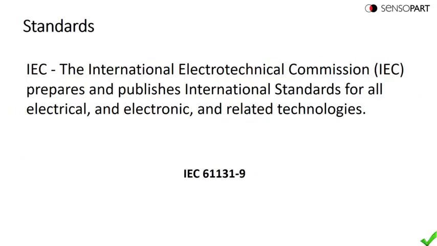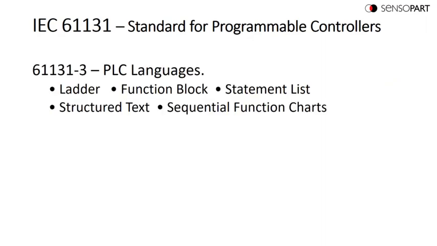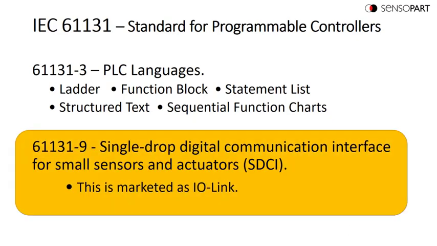This is an IEC standard. The IEC is kind of like the IEEE of Europe. Standard 61131 is actually for programmable controllers, and you may be familiar with Section 3 of the standard. For the past decade, PLC companies have been talking about how they can conform to this standard because they have ladder and they have structured text. And Section 9 of the same standard is where we get single drop communications interface, which is marketed as IO-Link.